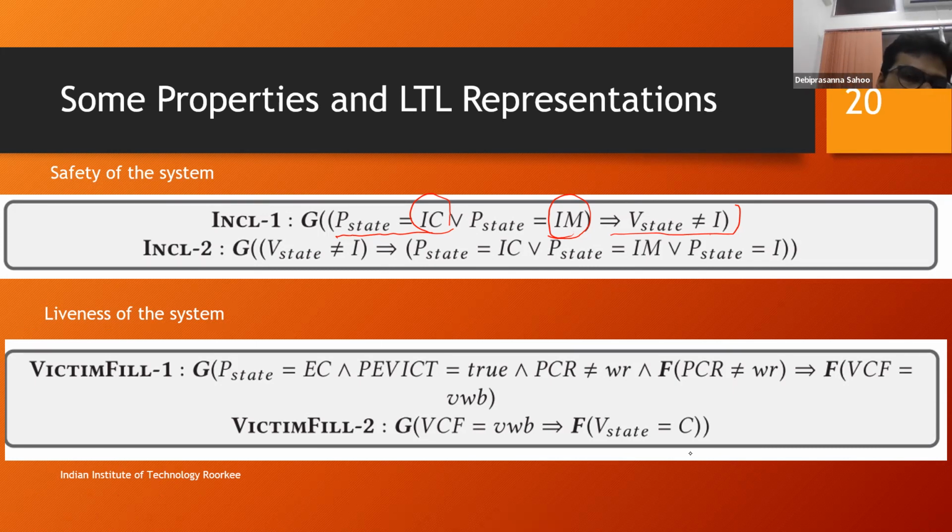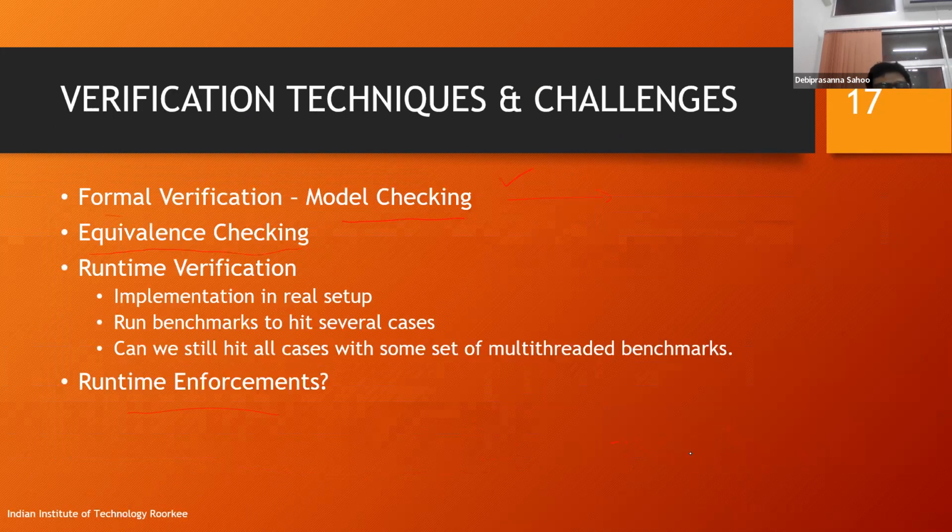Now, once we have proven the property, then we have to go and verify it in the real system. To verify it in the real system, you have to use runtime verification. To do runtime verification, you have to implement the model or the protocol in the real setup. You have to run benchmarks to hit several cases, and you have to use those properties as assurances in your code. You have already verified the property using model checking. Now you have to take those properties and embed them into your code, and ensure that in the long run, this property is satisfied in the real implementation.